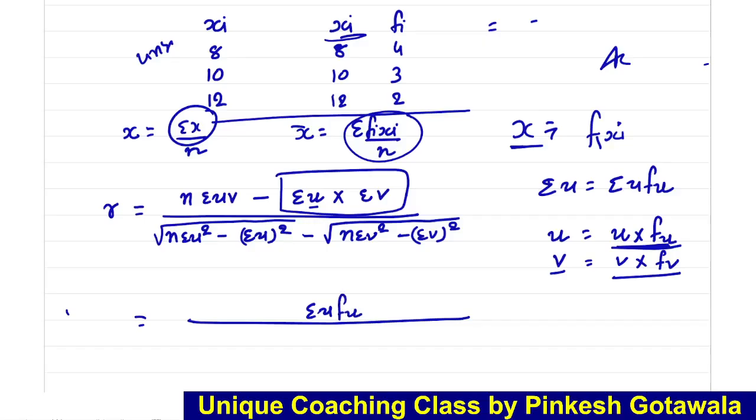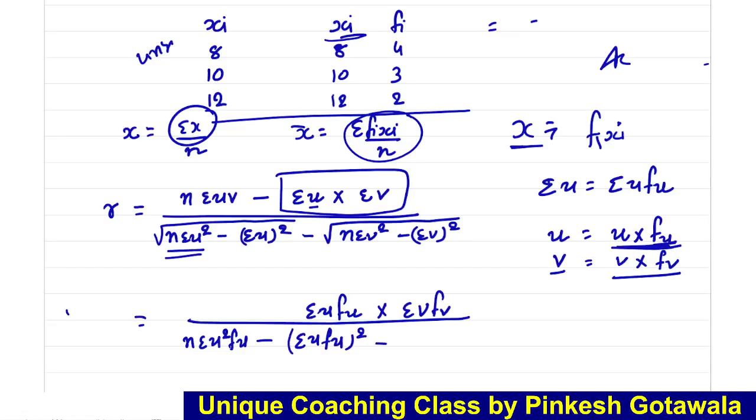u will be multiplied with fu, and v will be multiplied with also frequency, but its own frequency, that is fv. u is multiplied with its own frequency fu, v with its own frequency fv. Clear? So it's completed. Now in the division, n sigma u square, so here you get the idea. You should write u square as it is, now u multiplied with its own frequency, that is fu. Sigma u as it is, u multiplied with its own frequency, fu whole square.